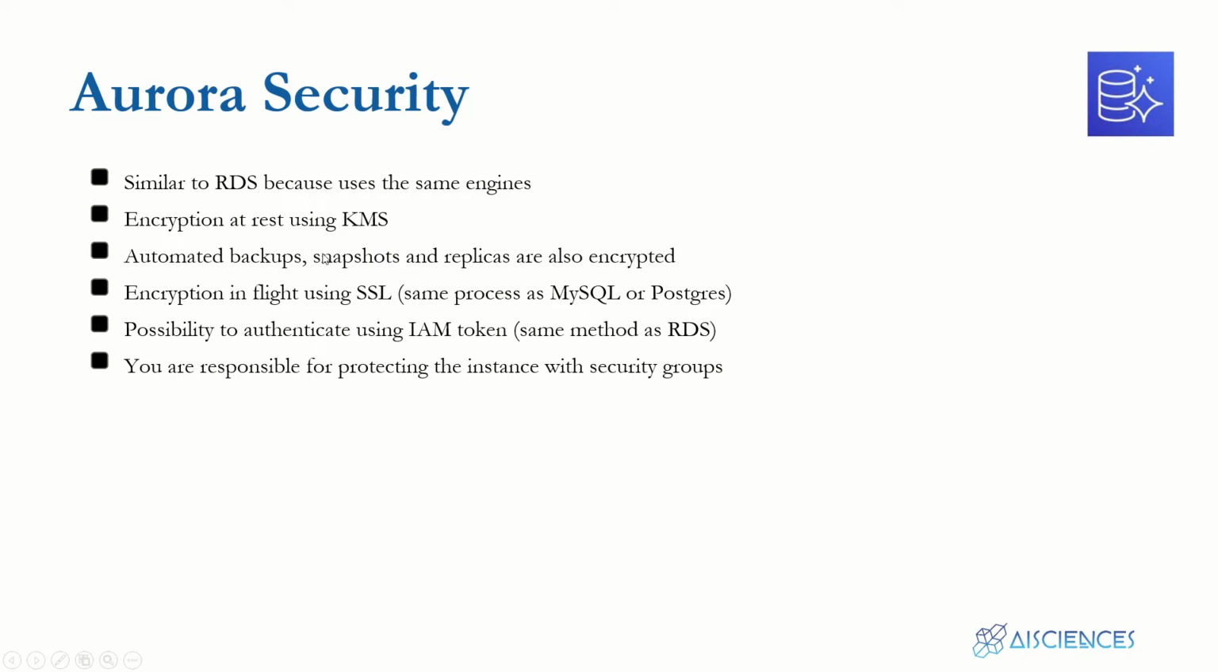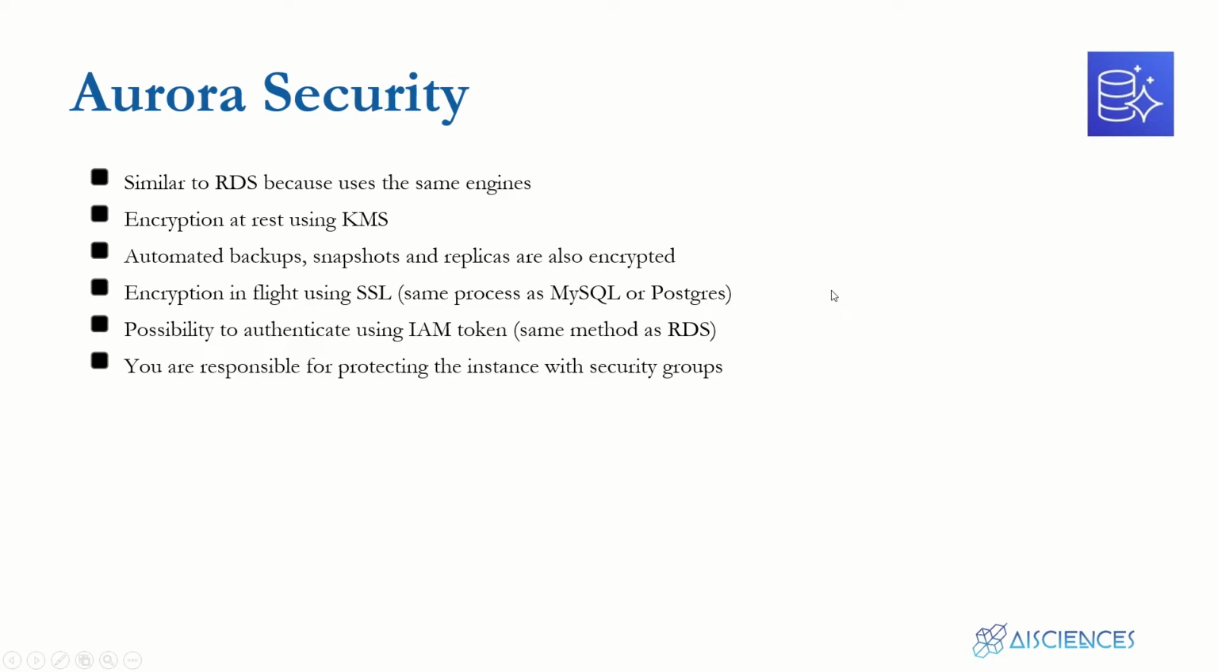And then we have the automated backups, the snapshots and replicas. They are also encrypted. And then we have this encryption in flight using SSL. You can enable or disable it. It's up to you. And the possibility to authenticate using IAM token. It is the same method as RDS. And in Aurora, you are responsible for protecting the instance with security groups. So we got to know enough about the Aurora Security.